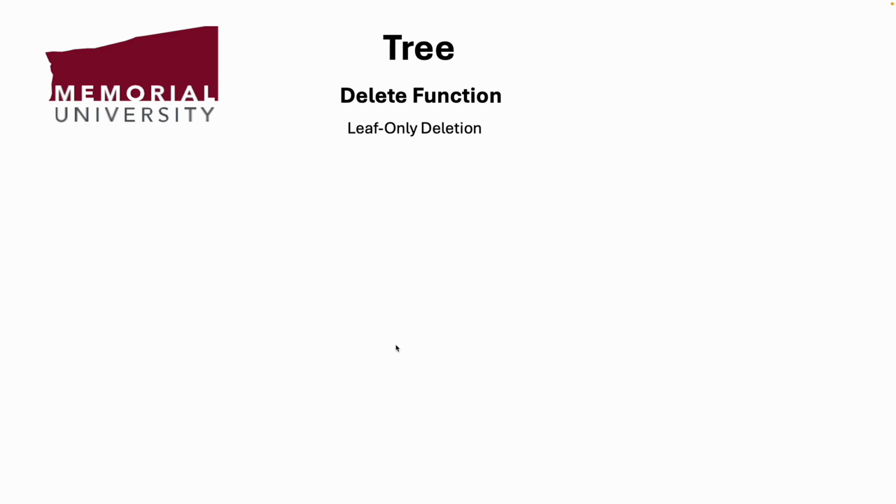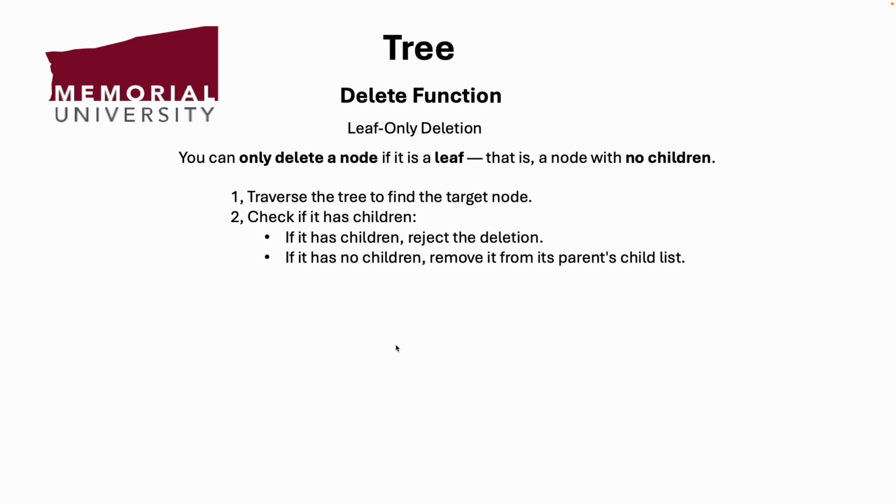And then we have the leaf-only deletion. So you can only delete a node if it is a leaf, that is, this leaf node has no children. If you check the leaf, it means this node has no children. The strategy we're going to apply is to traverse the tree to find the target node, and then check if it has children. If it has children, reject the deletion. If it has no children, remove it from its parent's child list.